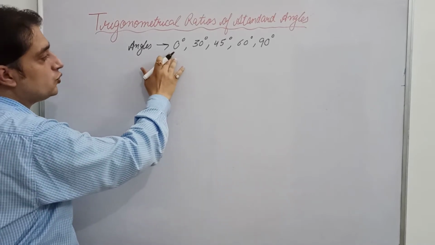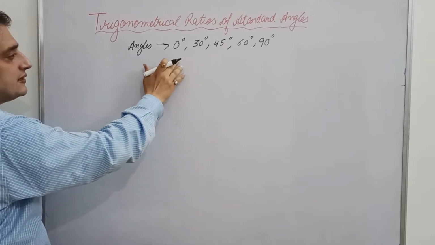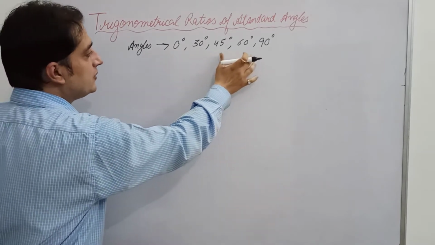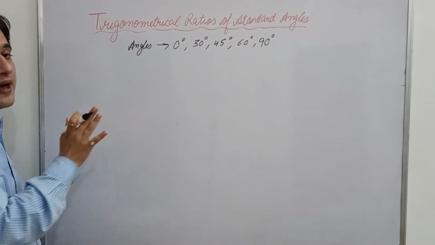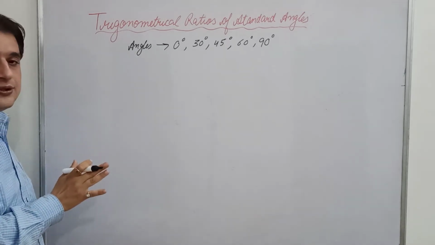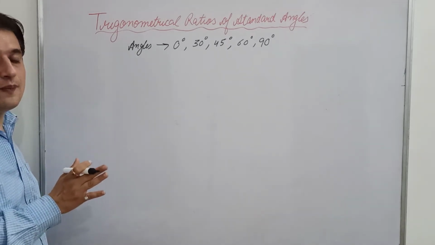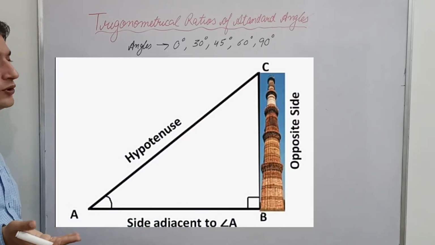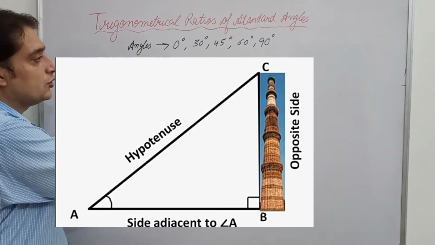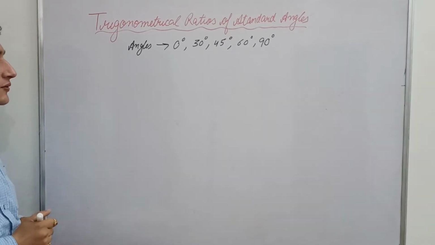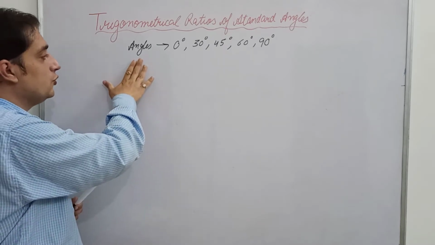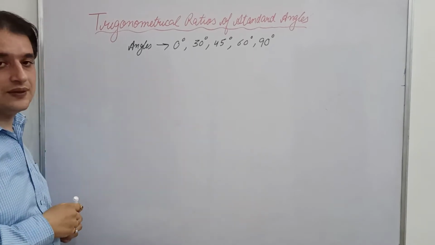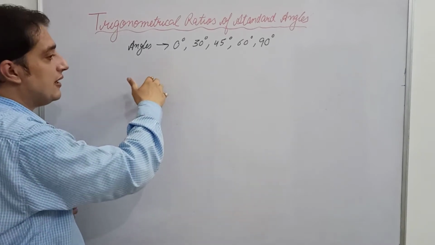What are the values of T ratios for these angles? In the last exercise, the value of the angle was not given. So we will see the values of T ratios for these 5 standard angles, because these angles are very important and are used in solving trigonometric problems. So it is important to remember the values of these T ratios to do quick calculations, right? And these values you will use in the next exercise.